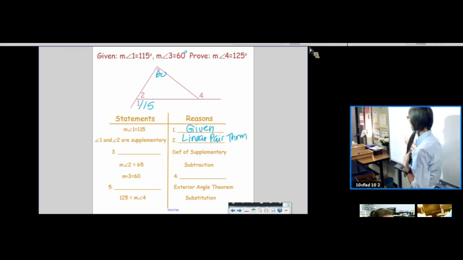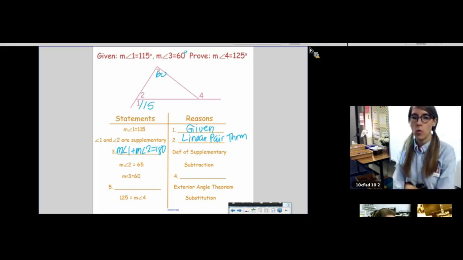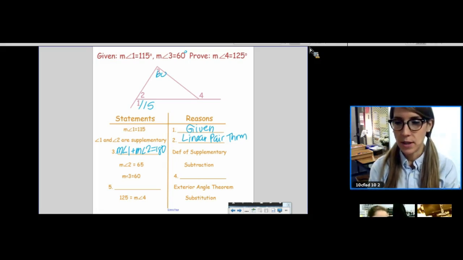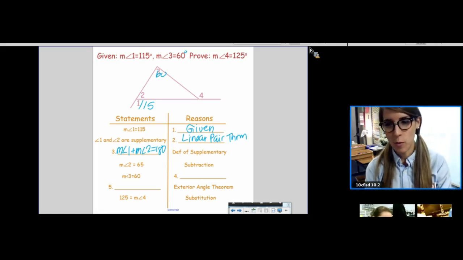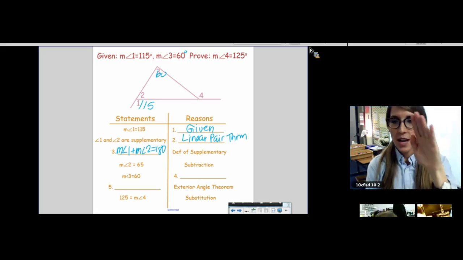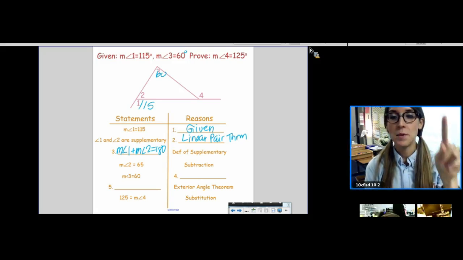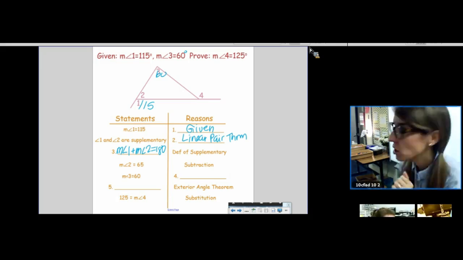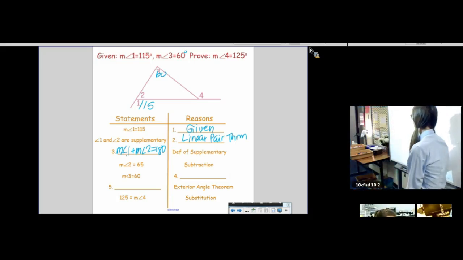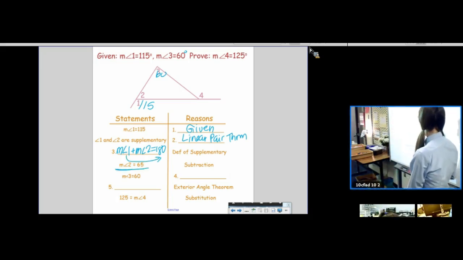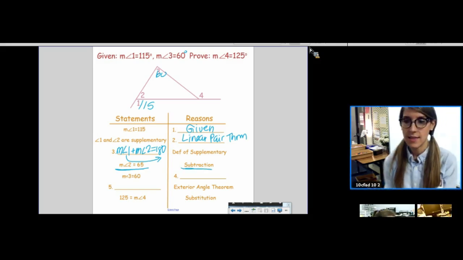All right, we already know what goes here. We used this on the last slide. Measure of angle 1 plus the measure of angle 2 equals 180. That's the definition of supplementary. I did the next step for you. If you put angle 1 in, 115, and you subtract from both sides, you will get the measure of angle 2 is 65. We subtracted to get that.